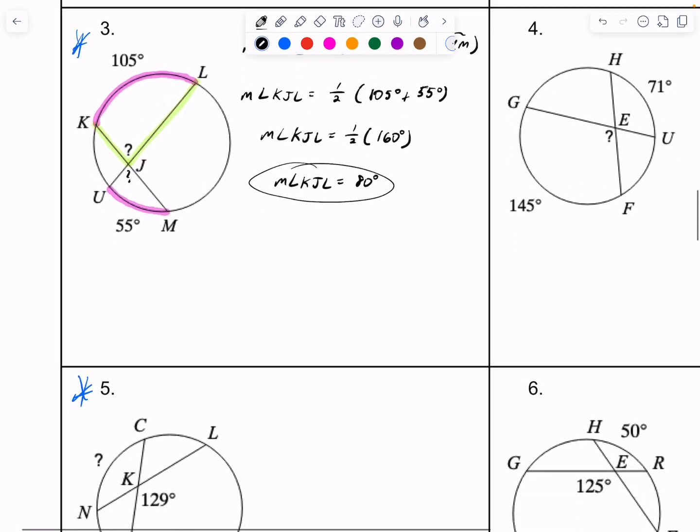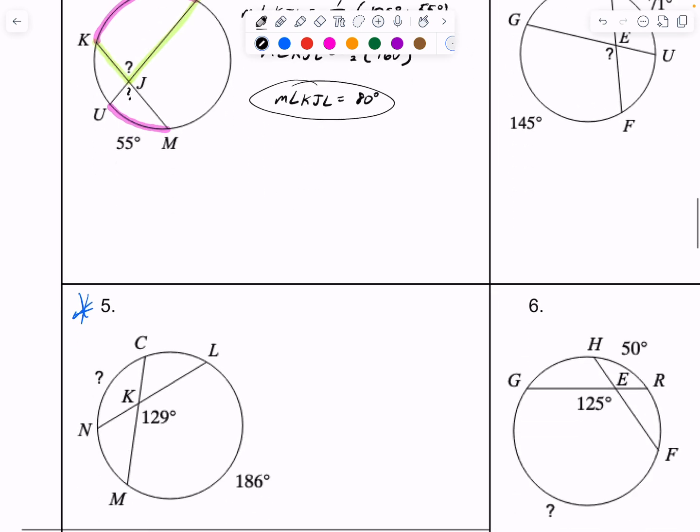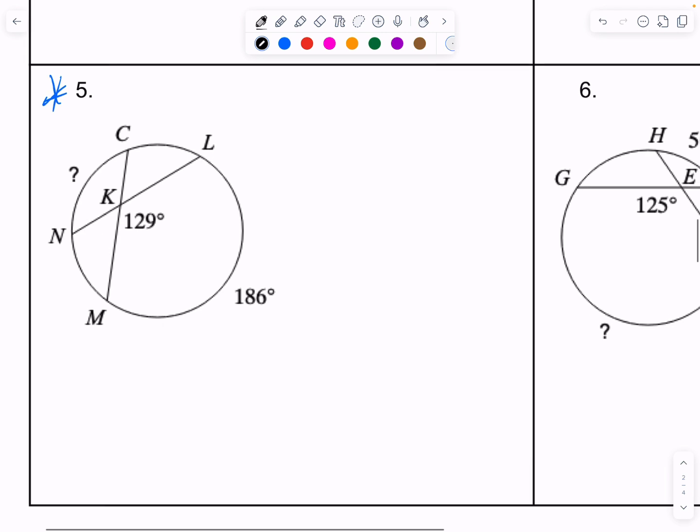Okay, so I'm going to skip 4, because that's very similar to 3, and go to 5. You'll see it's a little bit different. Now they're asking us for this intercepted arc. But we know that if we take the sum of this other arc, LM, and add arc CN and cut it in half, that would give me this angle measure. So we're going to set up that same thing.